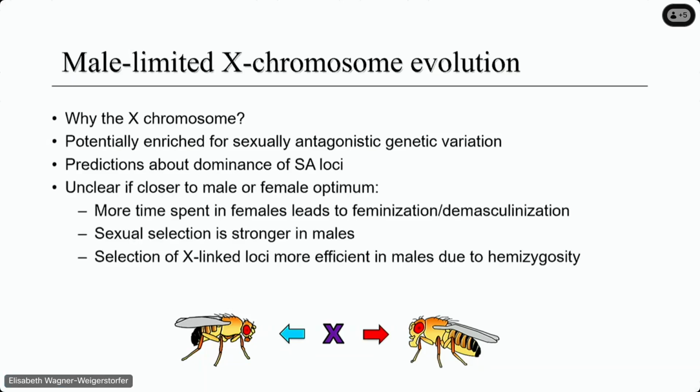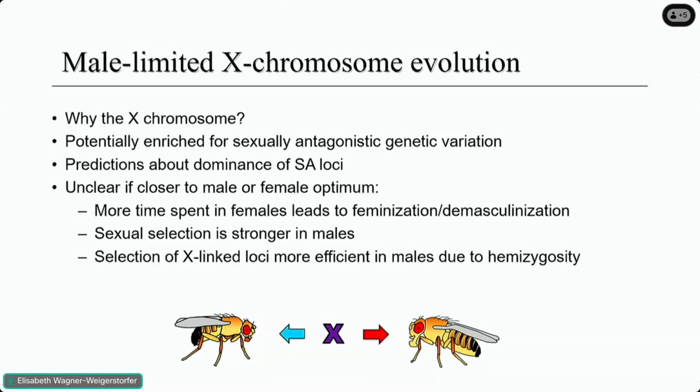It's unclear as well whether we expect the X to be closer to the male or the female optimum. It spends more time in females, so twice the amount of time on average in female bodies compared to male bodies. So that might make us expect some sort of feminization of the X or demasculinization, so movement of male benefit genes away from the X. But we also know that sexual selection is often stronger in males, and this could lead to more efficient selection of X-linked loci in males because of hemizygosity. So this could pull the X in a masculinizing direction.